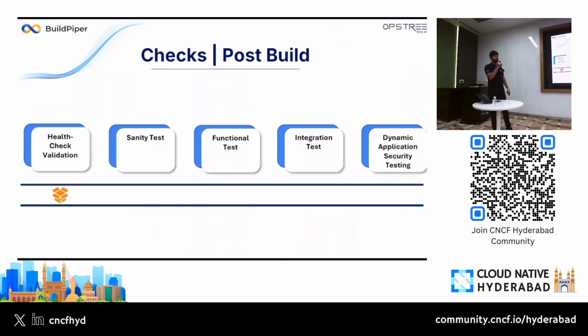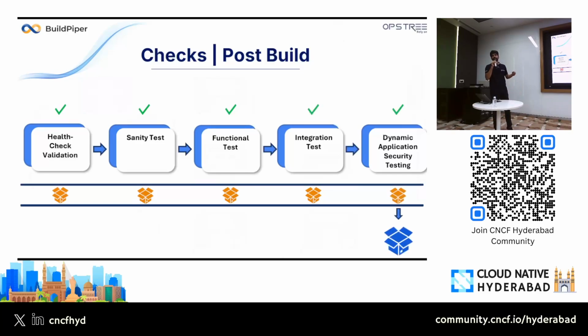Once the application is up and running, you can do the health check validations. Maybe you can configure an API endpoint, which you can keep polling and check if it is up and running. Then you can do sanity tests, functional testing and integration testing, which are a bit more extensive. And then you can finally move on to dynamic application security testing, where we can poll the HTTP API endpoints and check for any security vulnerabilities that are there.